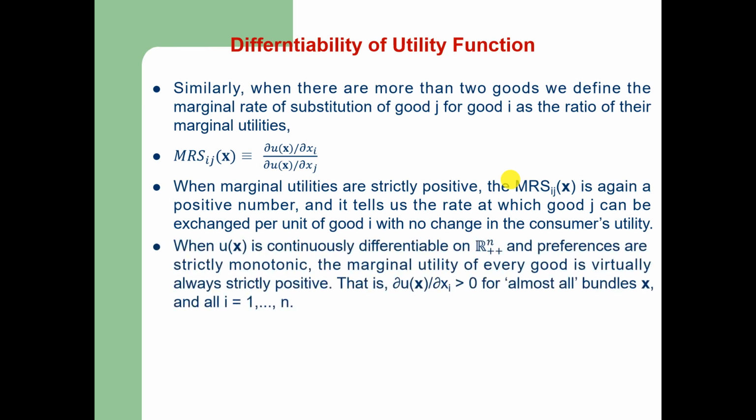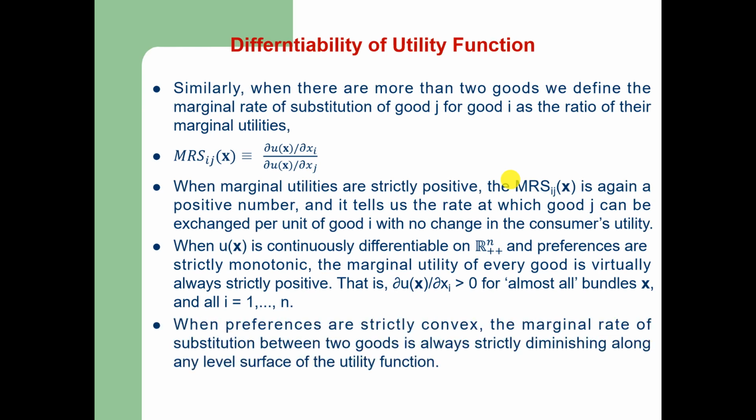When u of x is continuously differentiable on the non-negative or positive n space or Euclidean space, and preferences are strictly monotonic, the marginal utility of every good is virtually always strictly positive. That is, the partial of u of x with respect to xi is greater than 0 for almost all bundles x and for all i. It means that the marginal utilities are positive.